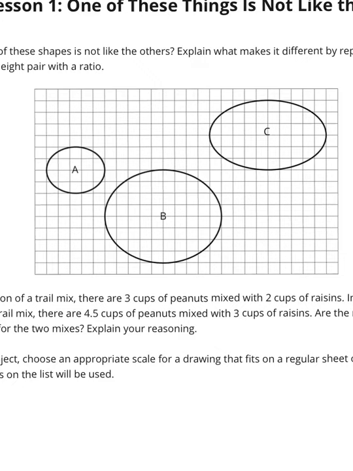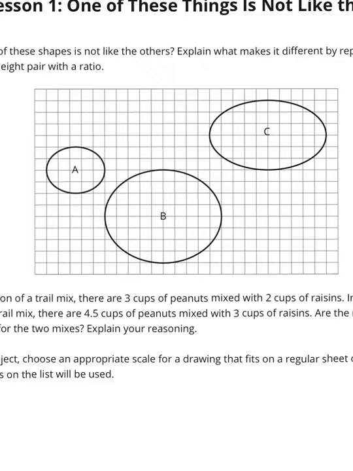All right, here's the explanation for homework for the practice problems for lesson 1 and lesson 2. Which of these shapes is not like the others? Explain what makes it different by representing each width and height with a pair ratio. And you know what I'm going to do? I'm going to make a table instead of just a ratio.